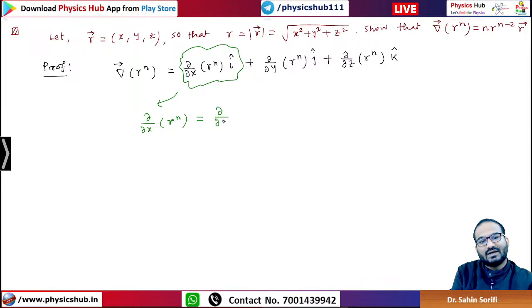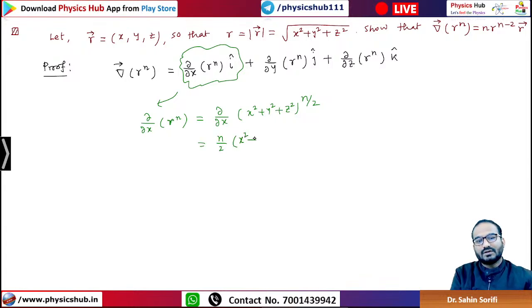So del x of r to the power n, if r is equal to x square plus y square plus z square to the power half. So to the power n means basically it becomes n by 2. And if you take the derivative with respect to x, n by 2 times x square plus y square plus z square to the power n by 2 minus 1, and the derivative of x square is 2x. So this gives you nx, and you see what does it give you?